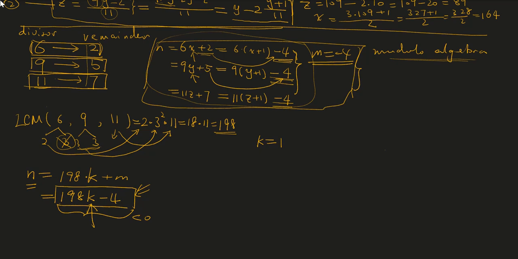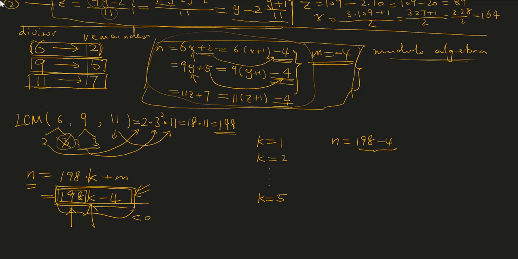When k equals 1, n equals 198 minus 4, which is certainly good. That's a three-digit number, right? And so it is for k equals 2. So we'll keep increasing this k, and this quantity will get larger and larger until it goes out of bound. Then where is the upper bound? The upper bound is 5. Why 5?